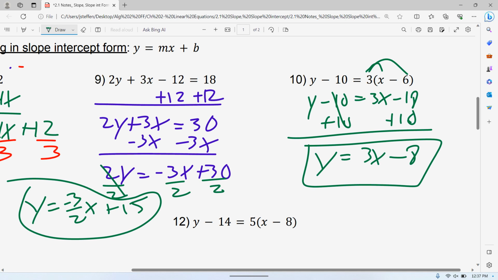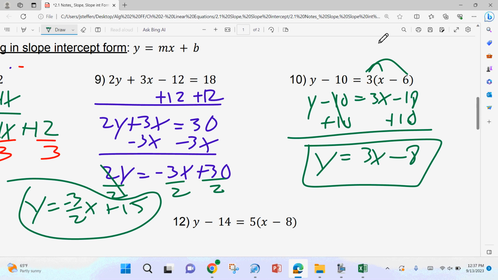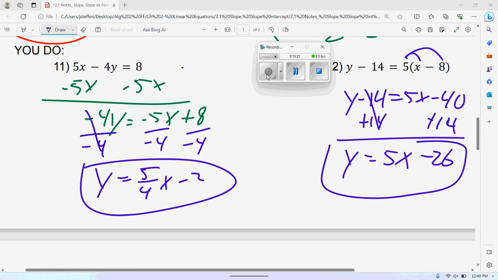All right. All right, number 11 and 12 are up there.